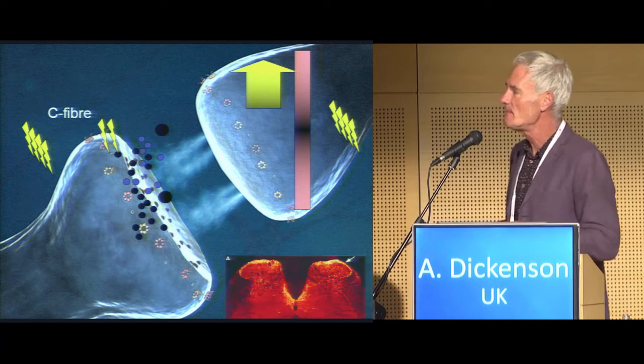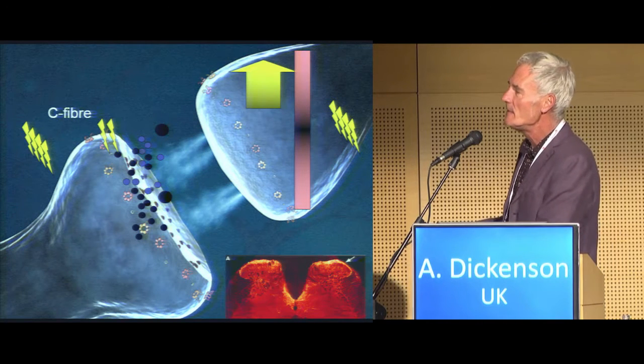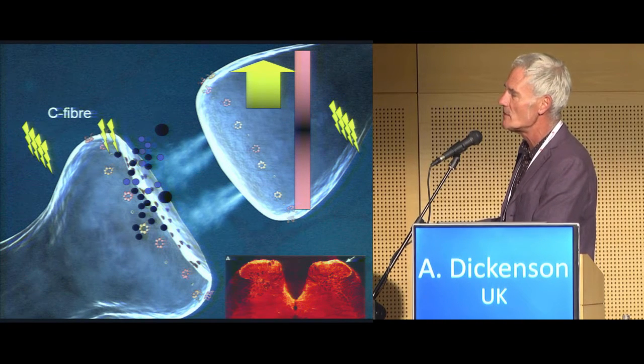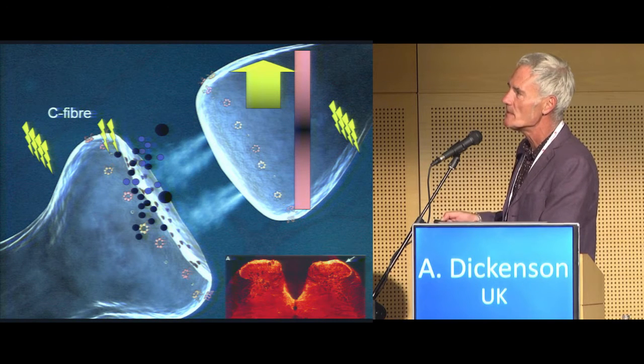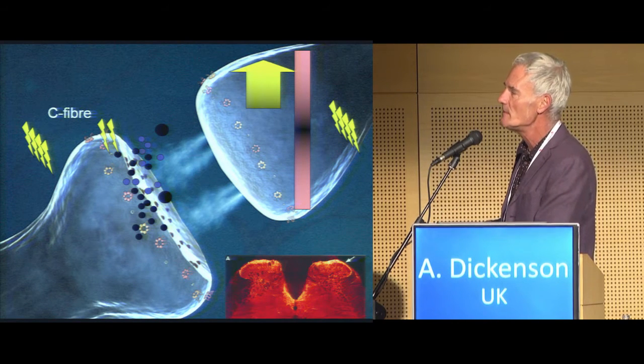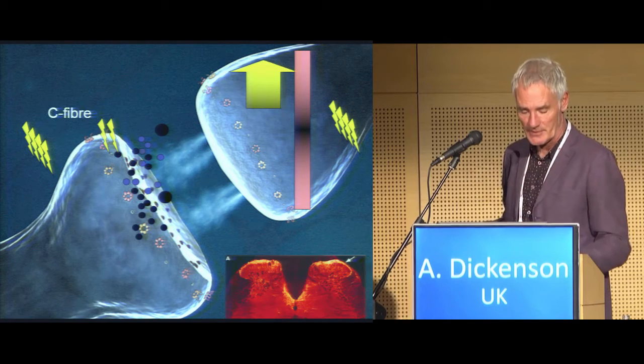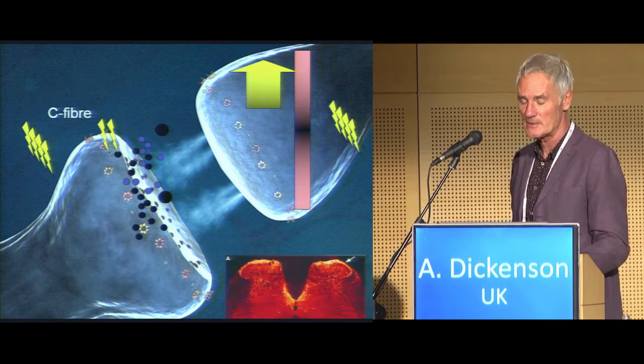And if you look at the spinal cord here, the opioid receptors are on the top in yellow, and this location is on the terminals of these small fibers in the superficial spinal cord. So that's this spinal cord action.